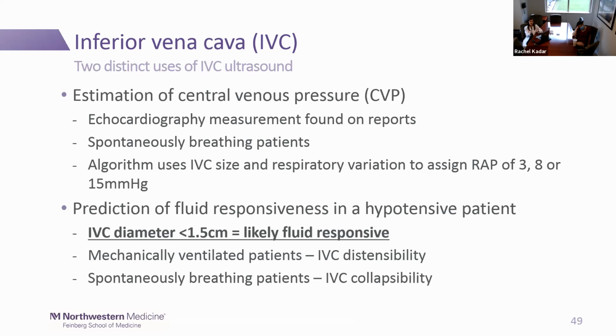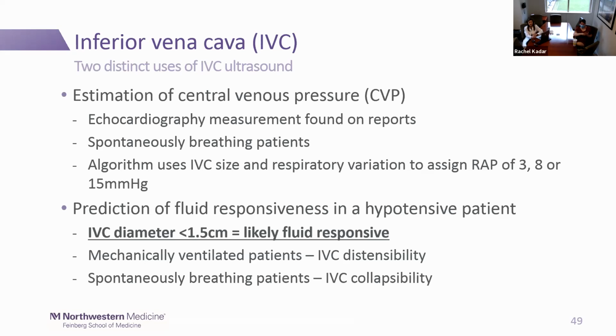So for example, if the IVC is small, less than 2.1, and it does collapse with inspiration, they assign a right atrial pressure of 3. If the IVC is large and doesn't collapse with inspiration, they assign a right atrial pressure of 15. If it's in the middle, if it's large but does collapse, or if it's small but doesn't collapse, then they get a right atrial pressure of 8. So you'll notice on all the echo reports, right atrial pressure is either 3, 8, or 15. You never see 7 or 10.